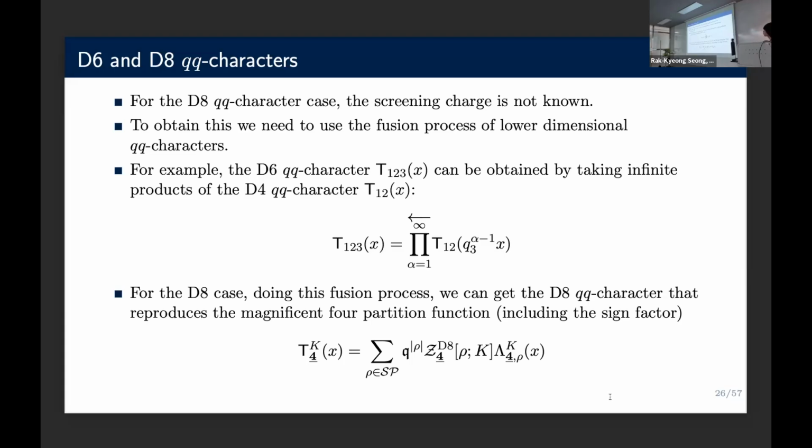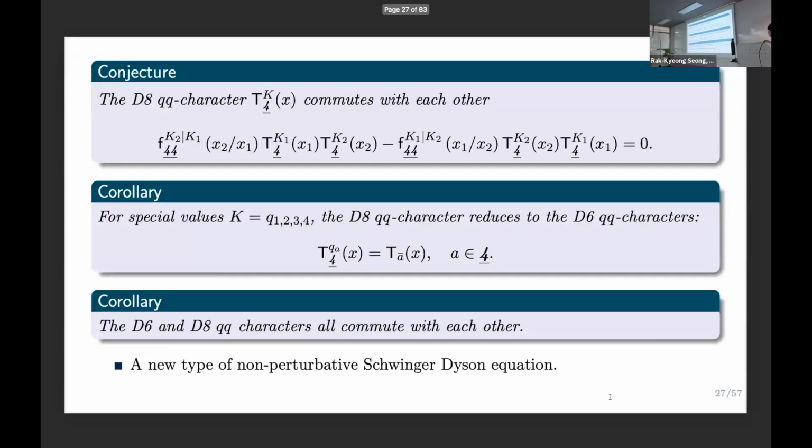Since for this case you don't have the screening charge, you still like to understand the algebraic properties of it. So you can also study the quadratic relations of all of these D6 and D8 QQ characters. And an interesting property is that everything commutes also in this case. So first, the most generic D8 QQ characters will commute with each other. And if you specialize a special parameter, then it reduces to D6 QQ characters, which means that at the end, all of these D6 and D8 QQ characters commute with each other. And this is also a new type of non-perturbative Schwinger-Dyson equations.